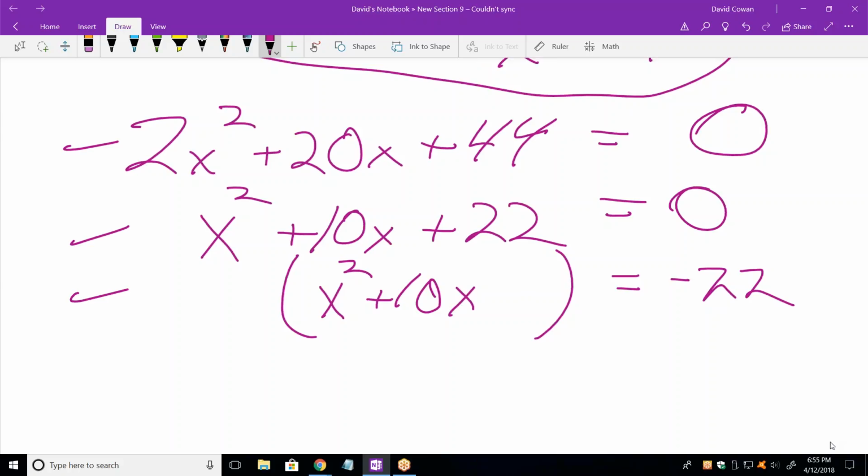So would that just be... Would you half that and then square it? So it'd be 25, just like every other time. Always. Cool. Now what do I have to do to the right side?